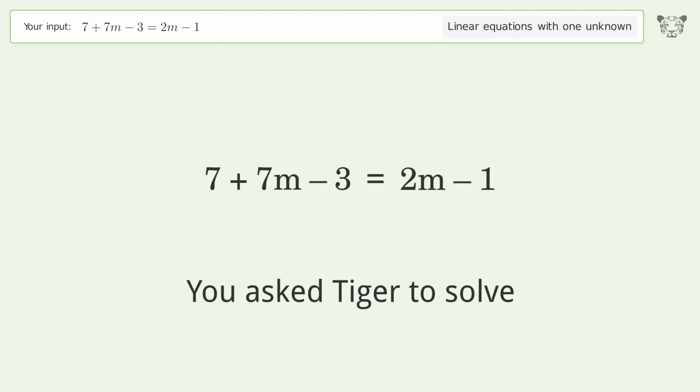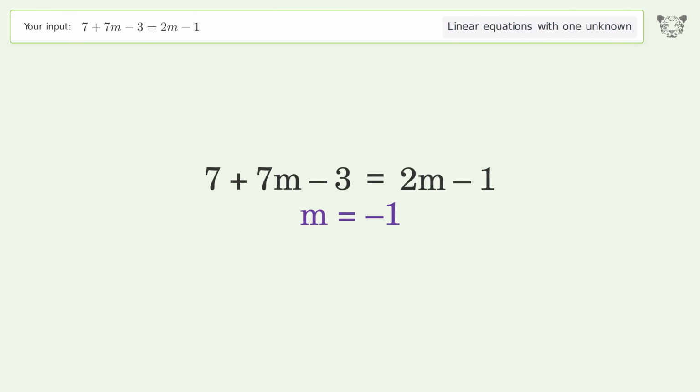You ask Tiger to solve. This deals with linear equations with one unknown. The final result is m equals -1. Let's solve it step by step.